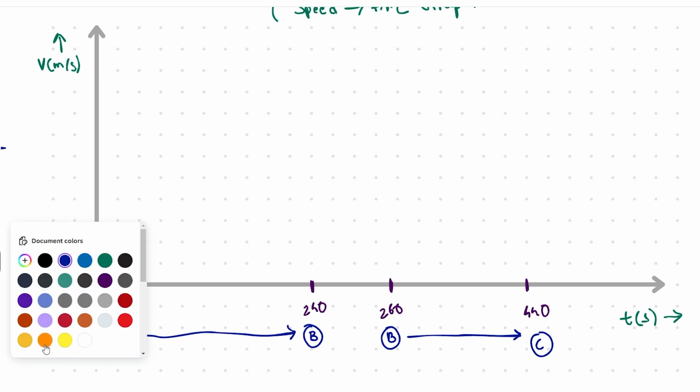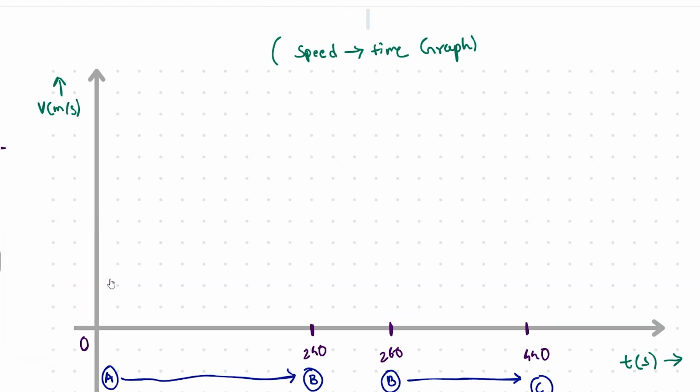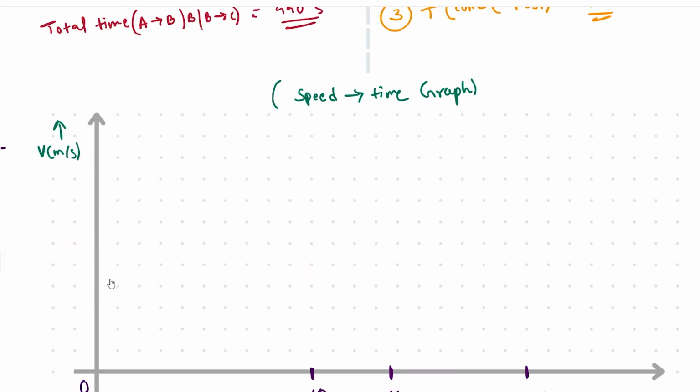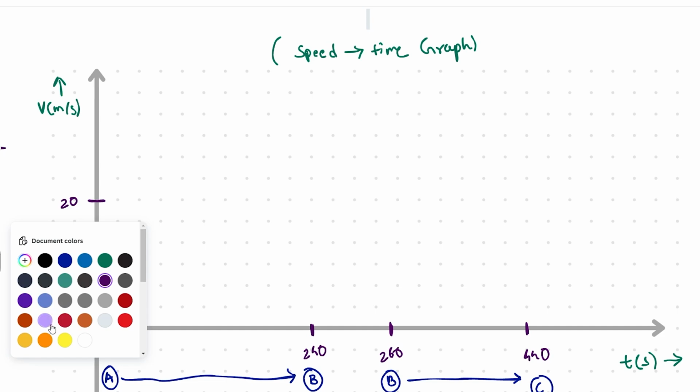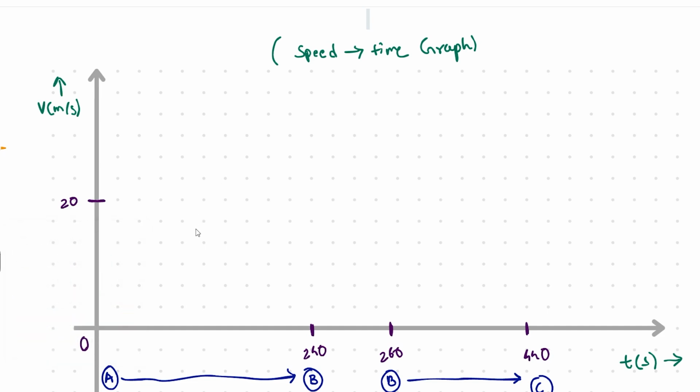Now let us see how the velocity behaves in comparison with this. First of all, our velocity is mostly constant, and this constant value is given to us as 20 meters per second. So let us plot the graph, or the curve, now. This is the velocity versus time curve.